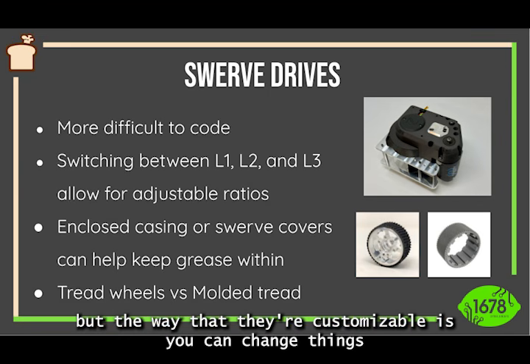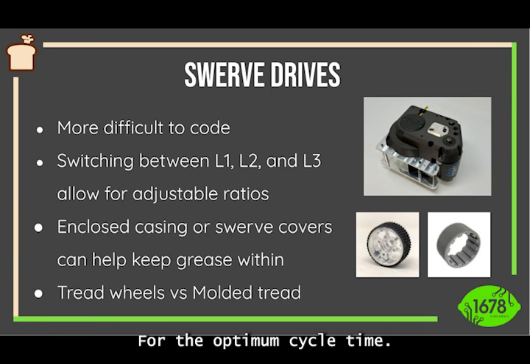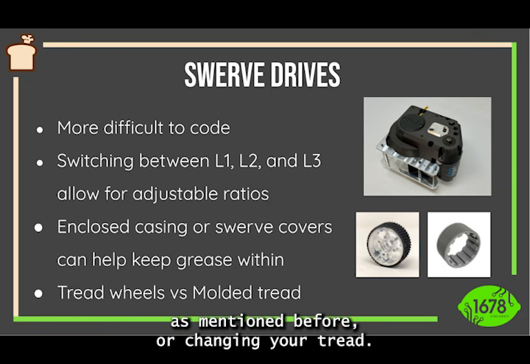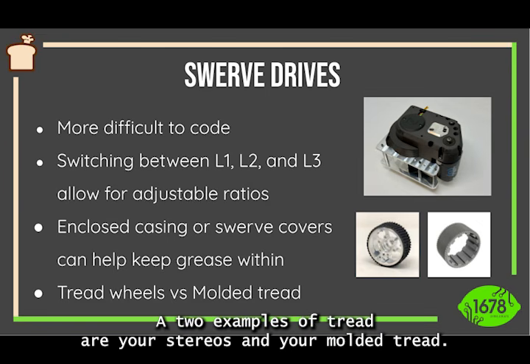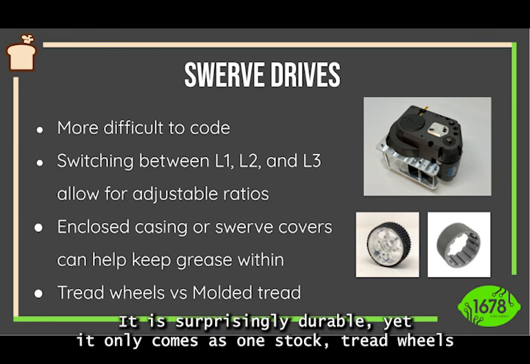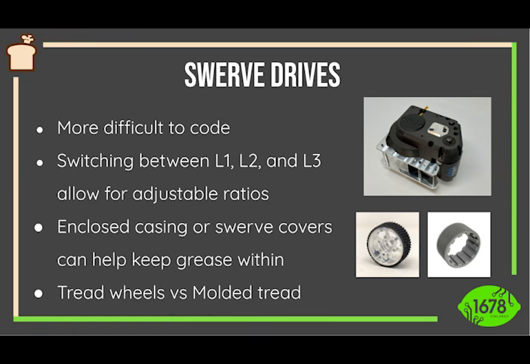But the way that they're customizable is you can change things such as the ratios to model after your cycles for the optimum cycle time. You also are able to change your wheels, such as the hubcaps, as mentioned before, or changing your tread. Two examples of tread are your tread wheels and your molded tread. Molded tread is surprisingly durable, yet it only comes as one stock. Tread wheels, you can cut out of large pieces of tread, but they do run out faster.